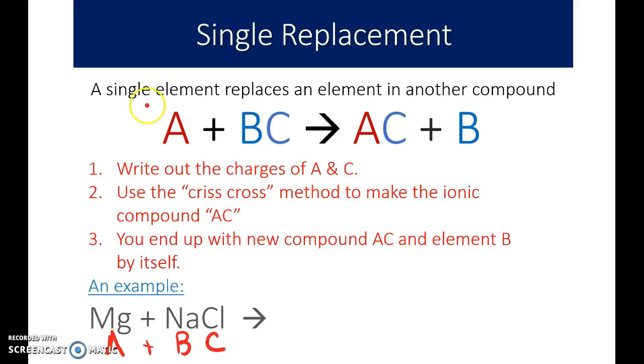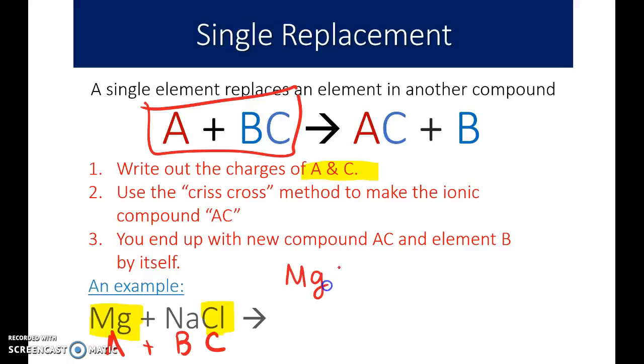So my reaction framework, I have A plus BC. These different letters are just representing different elements. So the reason why I'm labeling this is because in our first step, we need to write out the charges of only A and C. So I only need the charges of Mg and Cl. So Mg, magnesium, has a +2 charge, and Cl has a -1 charge.